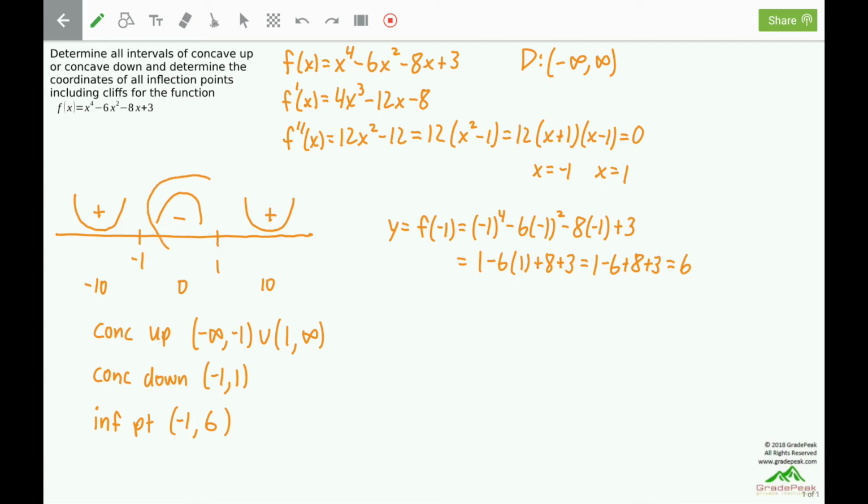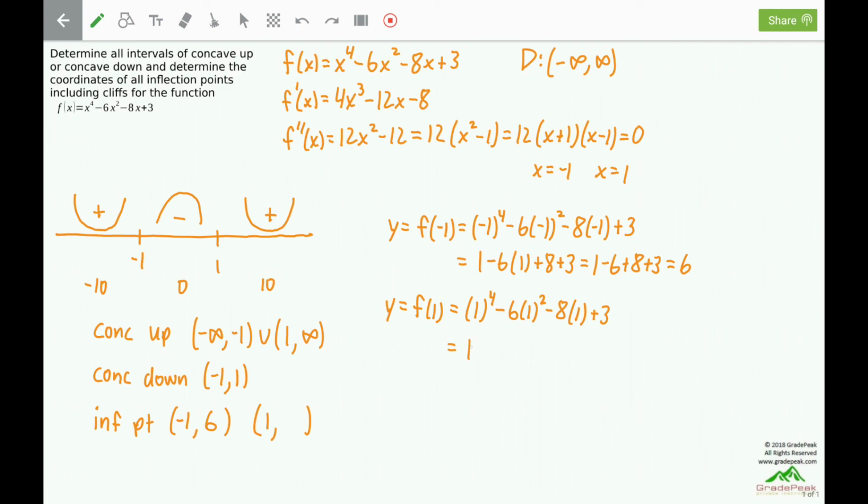Right at the candidate number of x equals positive 1, we have the concavity changing from concave down to concave up. So x equals 1 will also be an inflection point. It has an x-coordinate of 1 and a corresponding y-coordinate that can be found by plugging the 1 back into the original function. So y equals f of 1, which is 1 to the 4th minus 6 times 1 squared minus 8 times 1 plus 3.